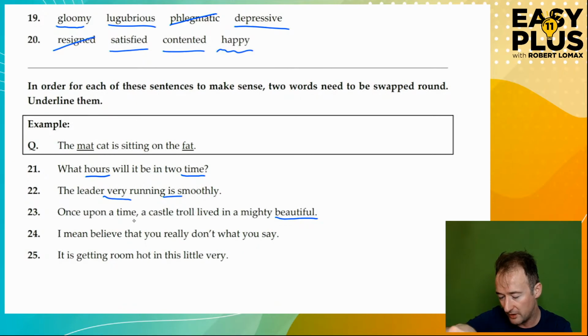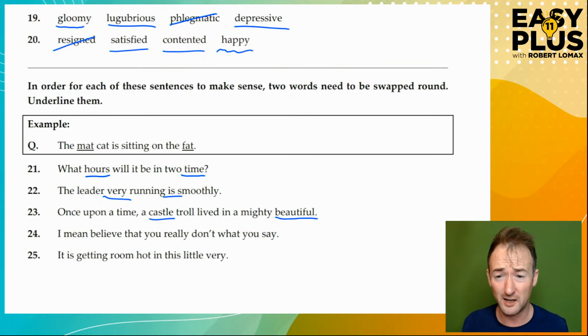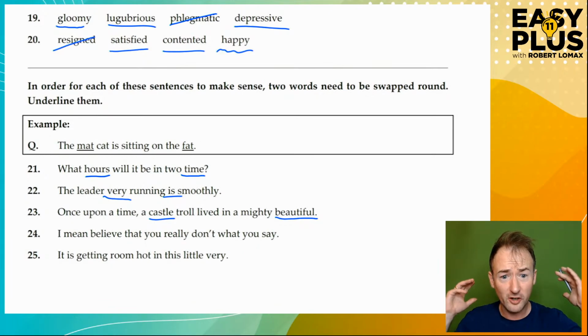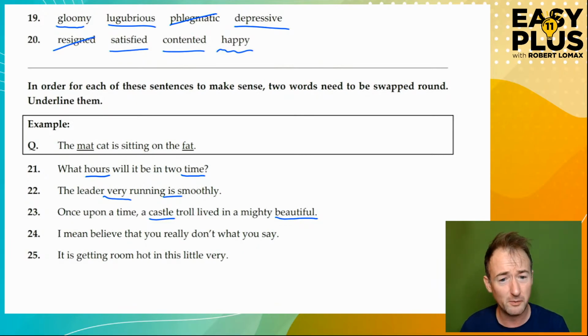Once upon a time, we leave that as it is. A castle, that's a noun. So let's try swapping that. Once upon a time, a beautiful troll lived in a mighty castle. That makes sense. It isn't what you might expect, because you might expect a troll to be ugly. But why? That just shows how prejudiced you are against trolls, okay? It shows that you're trollist. I see no reason why this couldn't be a beautiful troll living in a mighty castle. Widen your horizons to the possibility of beautiful trolls.